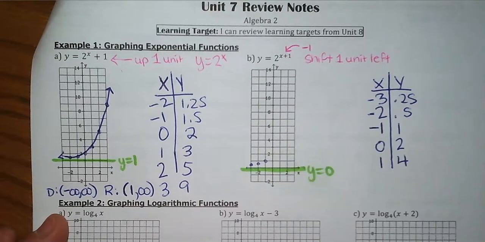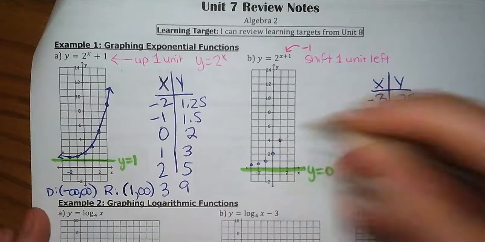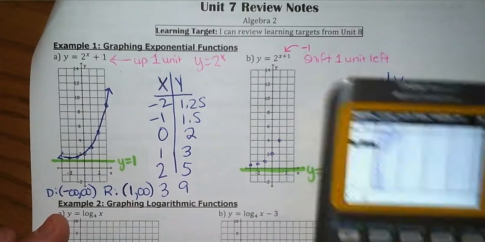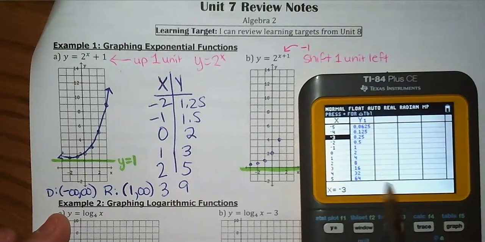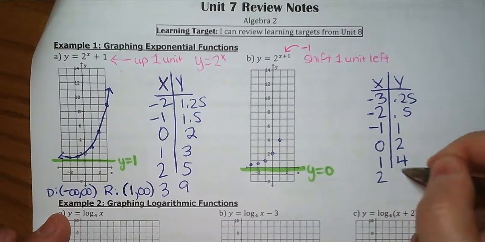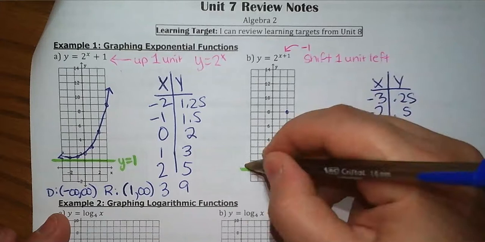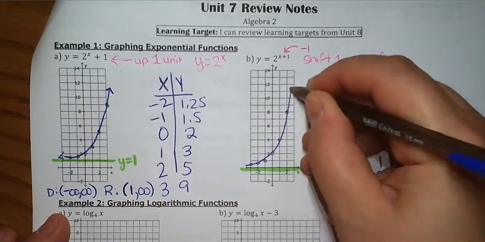And I'm just plotting these points here. 1, 4. And if I pull the table back up again, if you want to get another point, at 2 I'm at 8, just to get a better idea of the shape here. So this goes up pretty quickly, and looks something like that.